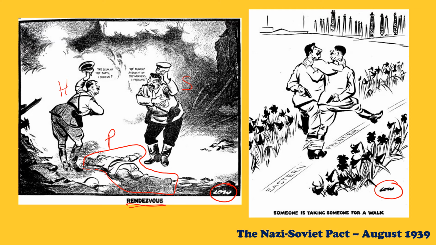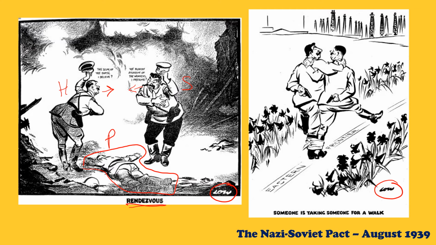It's not particularly clear on here, but Hitler is saying to Stalin, "the scum of the earth," I believe. And Stalin is saying to Hitler, "the bloody assassin of the workers," I presume, as in, nice to meet you. All the while there is carnage going on around them, and Poland is completely divided between them.